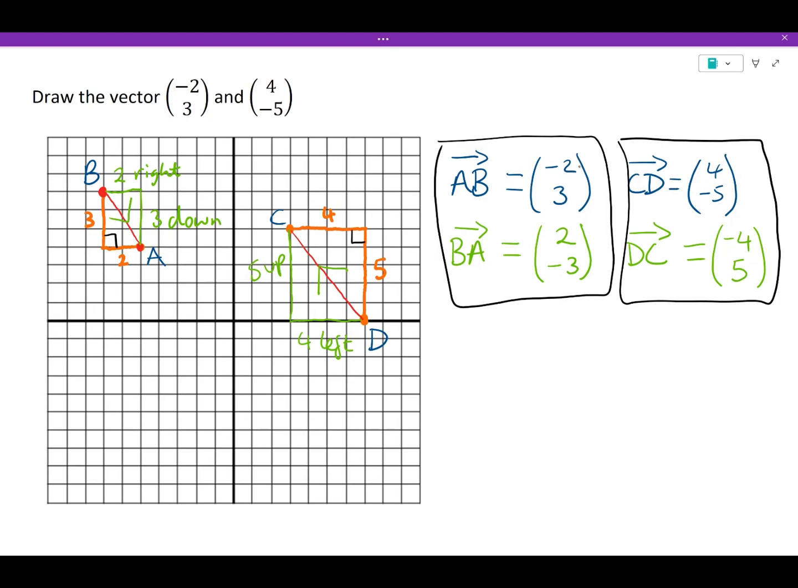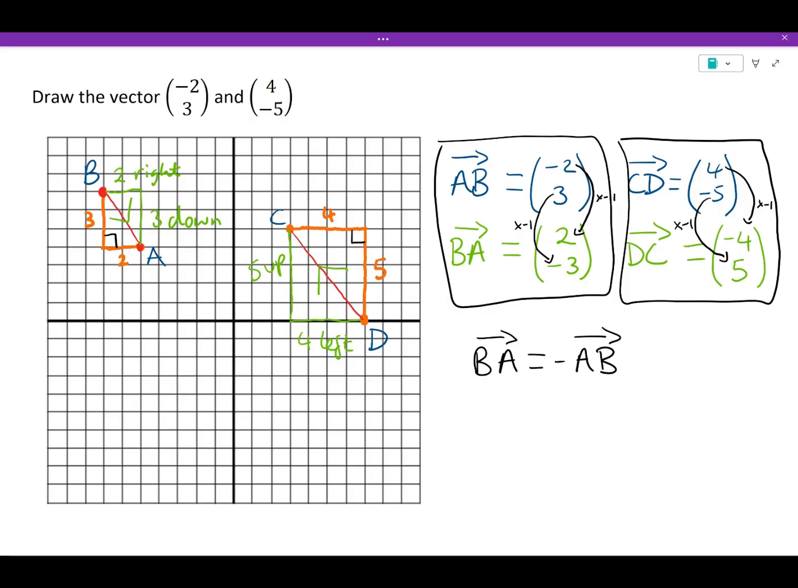Well, if we look between negative 2 and 2, you'd multiply by negative 1. And if we look between the 3 and the negative 3, you'd multiply by negative 1. Let's just check that makes sense on the other pair of vectors. 4 to negative 4, you'd have to multiply by negative 1. Negative 5 to positive 5, you'd have to multiply by negative 1. So if you multiply both of your components by negative 1, in other words, if you multiply your vector by negative 1, you will get the return vector. So B to A in general is going to be equal to the negative of A to B, like that.